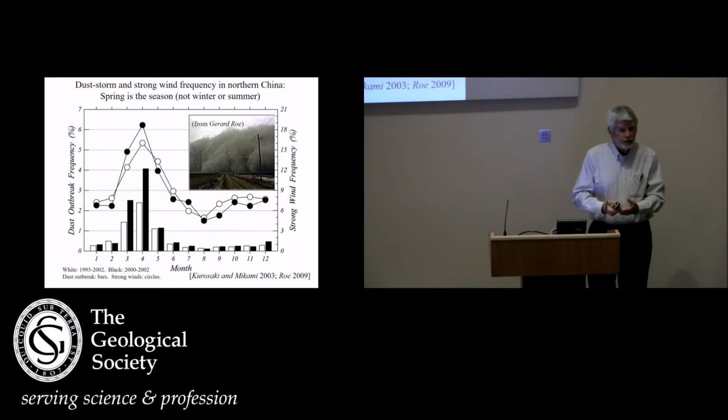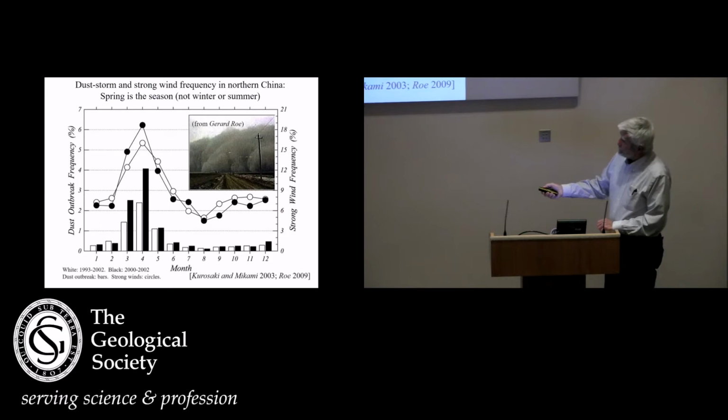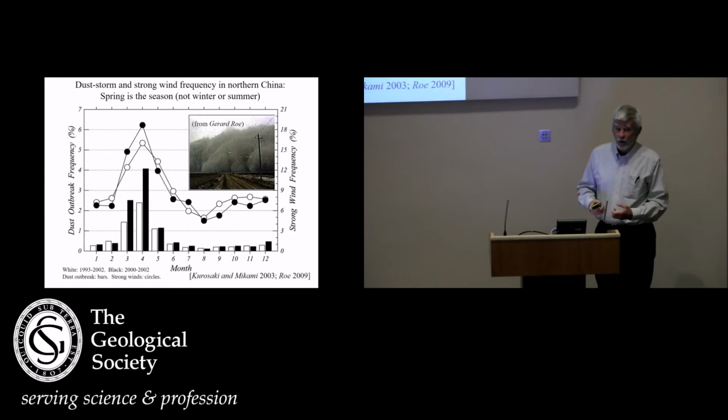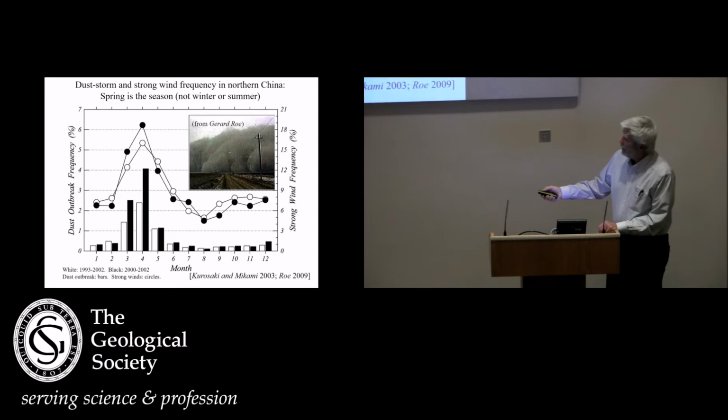These are plots, these are monthly averages, so that's January, February, March, April, May, December over here, of two quantities. One is the dust outbreak frequency when you get big dust storms, and that's the bars down here, and high winds. In order to lift the dust, you need to have very strong winds, not just ordinary background winds. The black and the white are just two different periods of time, 1993 to 2002, 2000 to 2002. And you can see that both the dust outbreaks and the strong winds are springtime phenomena. Not winter, not summer, and certainly not fall. Springtime, March, April, and May.